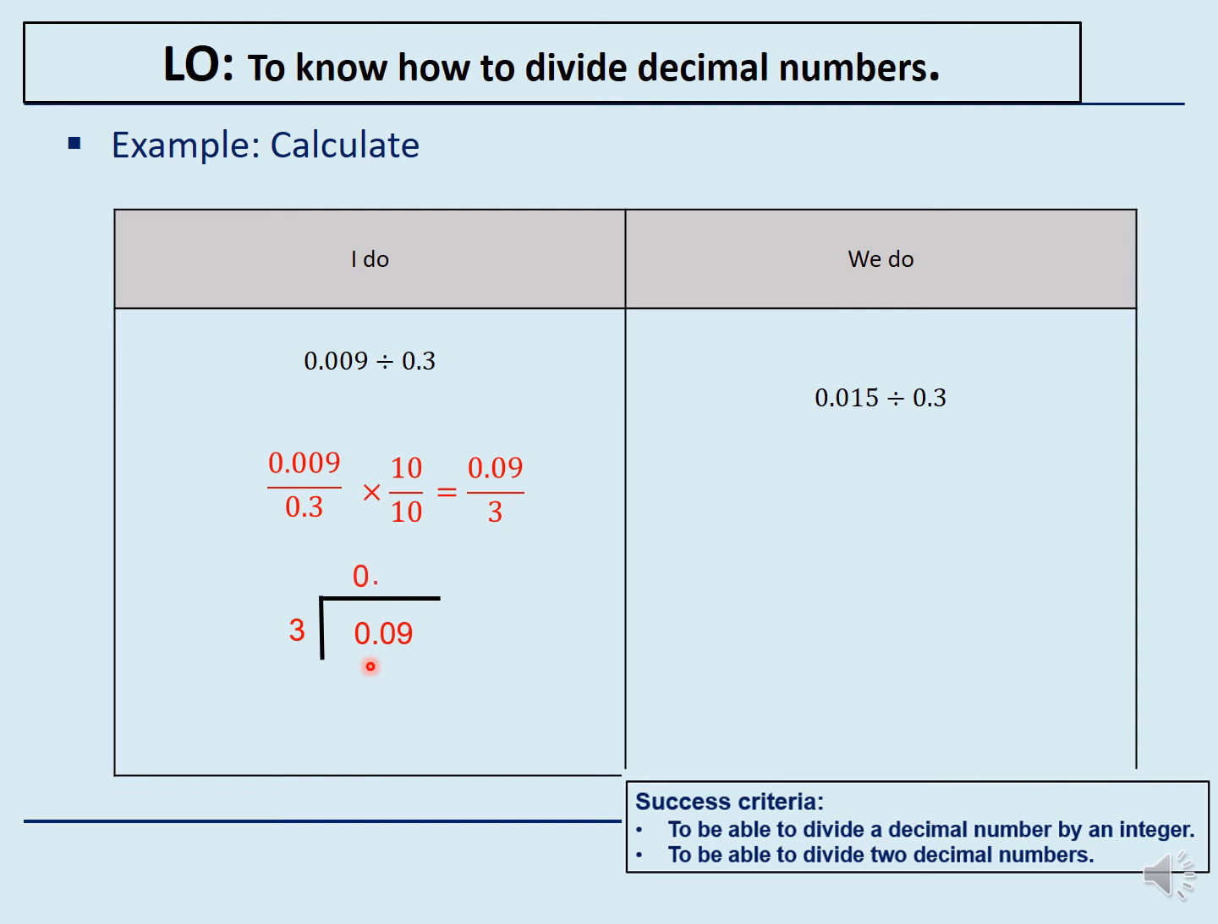Then I got to the decimal point. I put the decimal point up here. How many times does 3 go into 0? 0 again. And how many times does 3 go into 9? 3, and no remainder, no leftover.